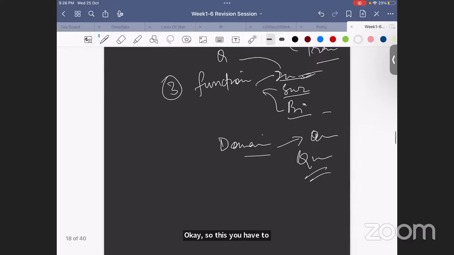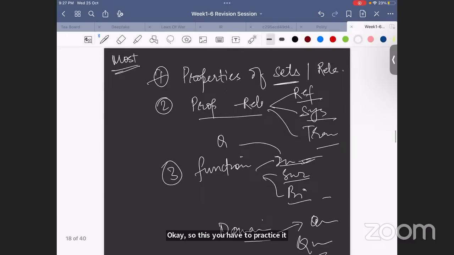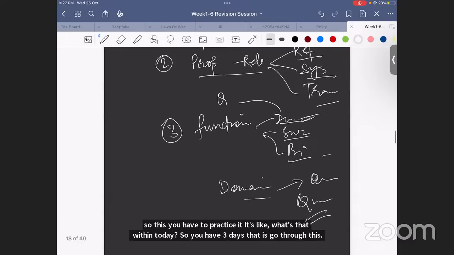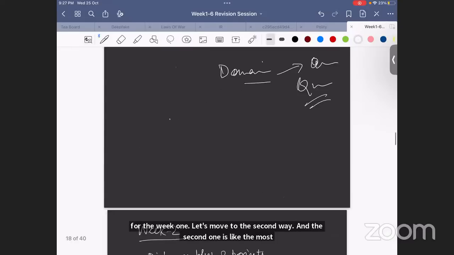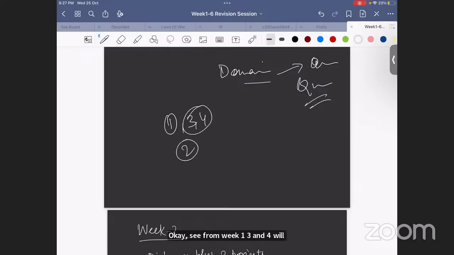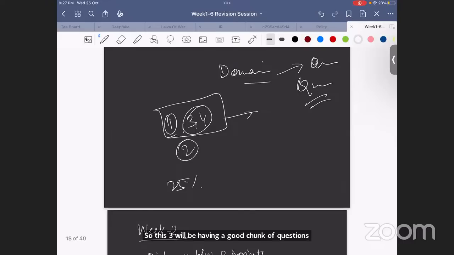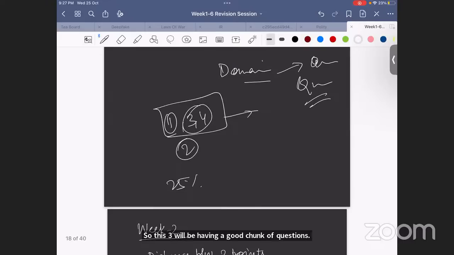It's like Wednesday to today, so you have 3 days. At least go through these concepts for week 1. Let's move to the second week, which is the simplest week. From week 1, 3 and 4 will be for week 2. So this 3 will have a good chunk of questions, mostly like 25%. Whenever you have questions from the 3rd or 4th week, the second week concepts will be involved to solve those.